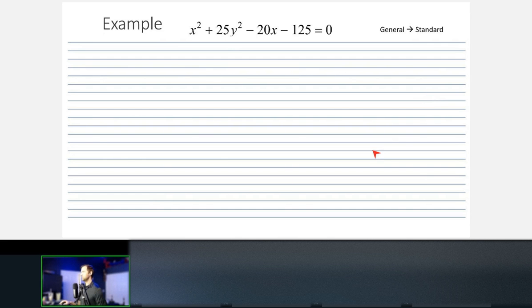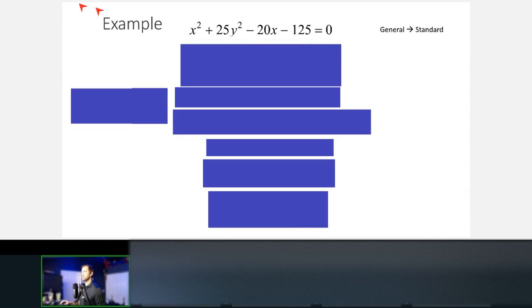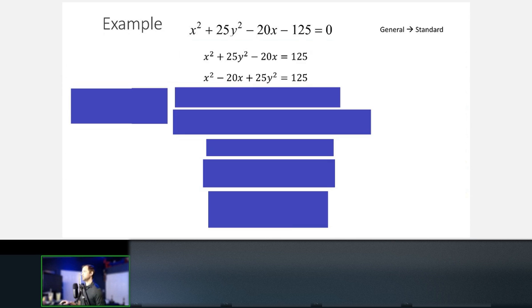All right, so most of you are done. So let's go ahead and talk about this one. All of you should have moved the constant to the other side and also reordered.